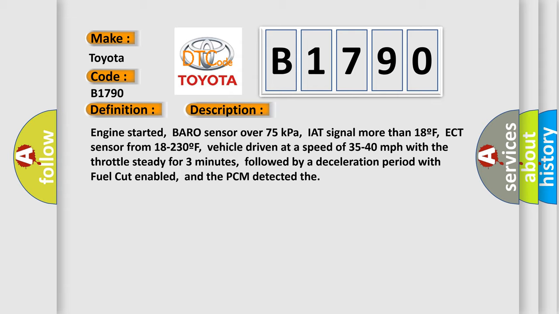Engine started, BARO sensor over 75 kilopascals, IAT signal more than 18F, ECT sensor from 18 to 230F, vehicle driven at a speed of 35 to 40 miles per hour with the throttle steady for 3 minutes, followed by a deceleration period with fuel cut enabled, and the PCM detected the.